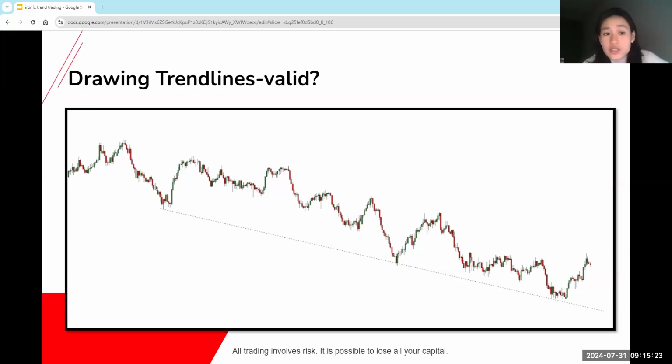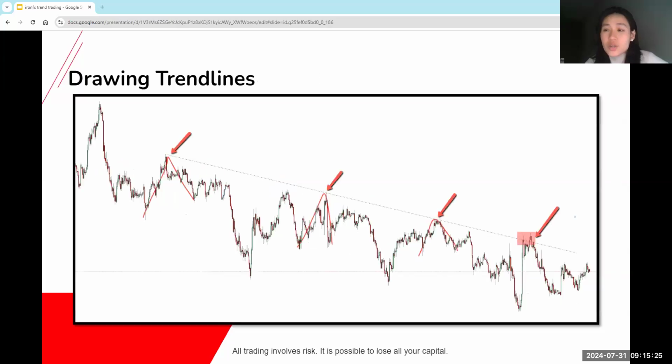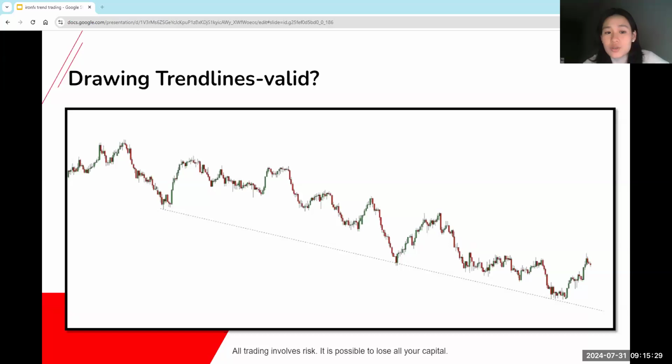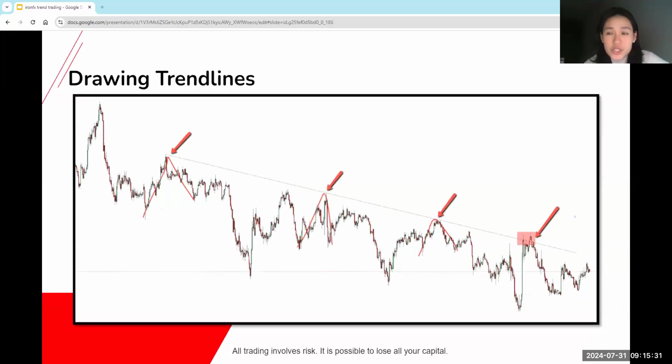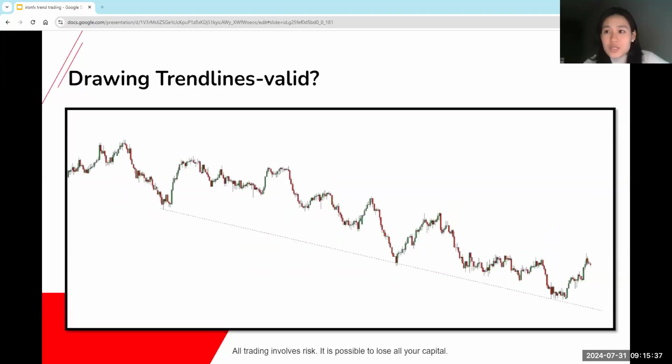Okay, so it's actually not valid because if we go back to our previous slide, for it to be valid, even though over here there are three touches, it's a downtrend, so we should be drawing the trend line from the top. Okay, so this is an invalid trend line. Okay, let's move on.